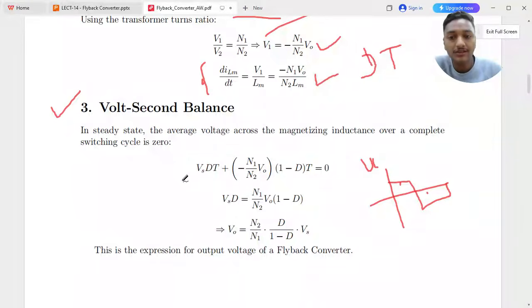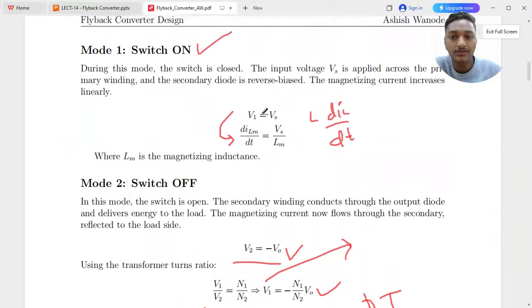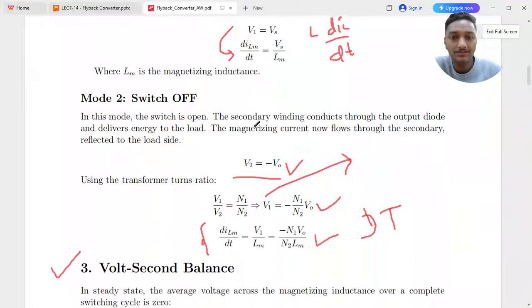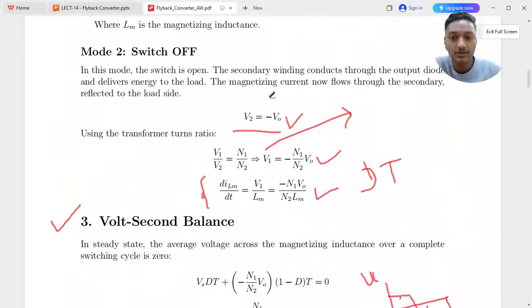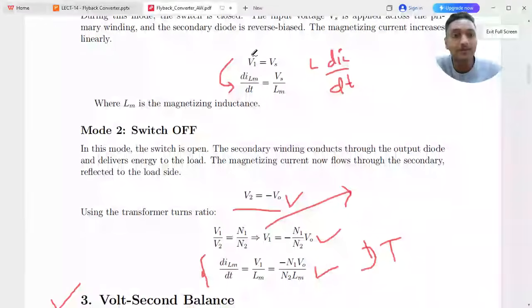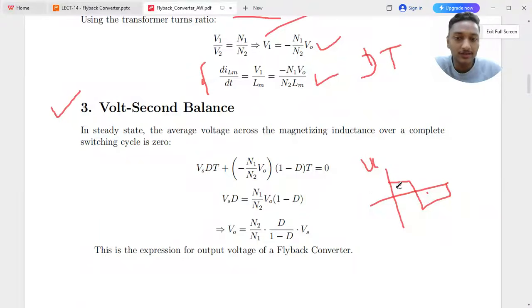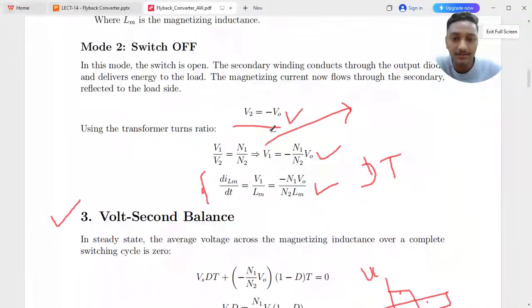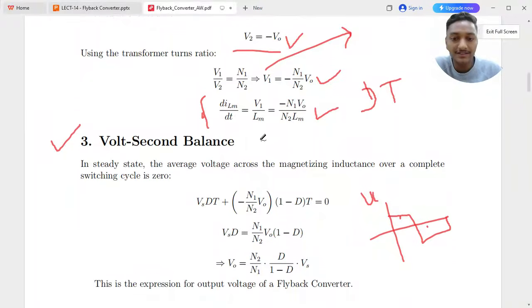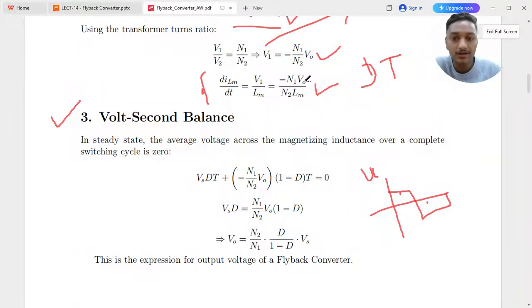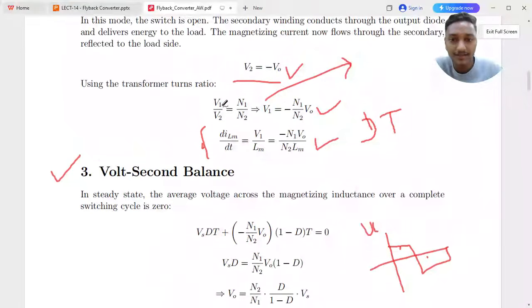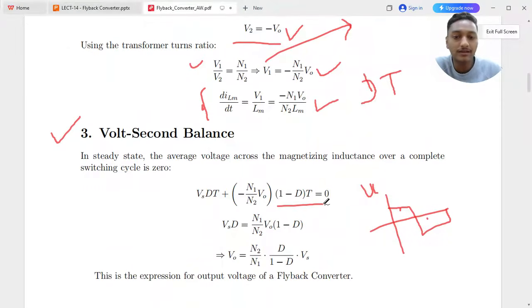Now I will apply the volt-second balance. What will I write? Initially I know that when the switch is on, my V1 equal to Vs, and my output voltage is 0. I am applying it for VL. So what is my VL in the first case? That is Vs, so I write Vs into dT. Now for the second part, what is my V1 during the off time? You can see here that it is minus N1 by N2 into V0. I have written that down and multiplied it by 1 minus d T, because this is the off duration. And the overall sum should be equal to 0.